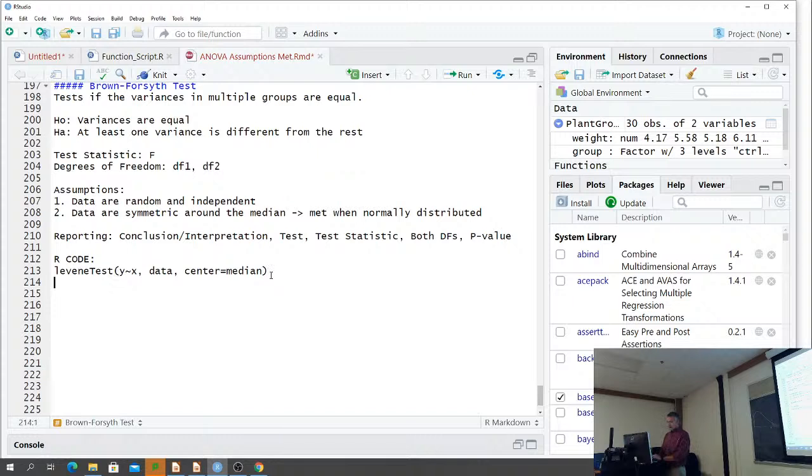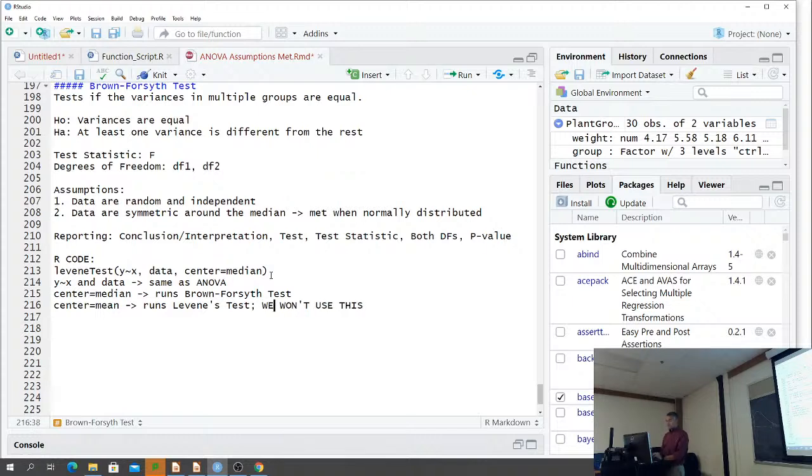Right, so with this, y is a function of x, and data, same as ANOVA. Same as all of our formulas, all right? Just standard. Center equals median. This runs Brown-Forsythe. Center equals mean runs Levene's test. We won't use that.